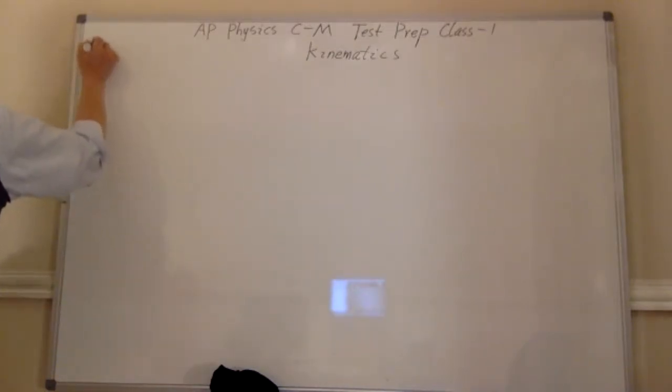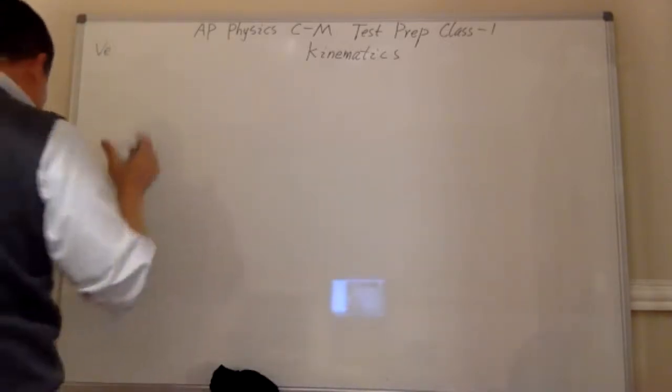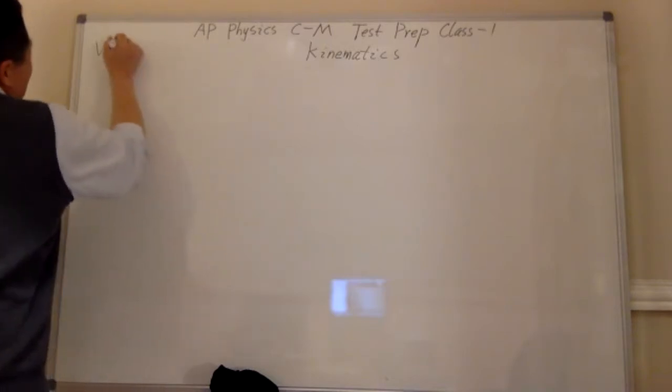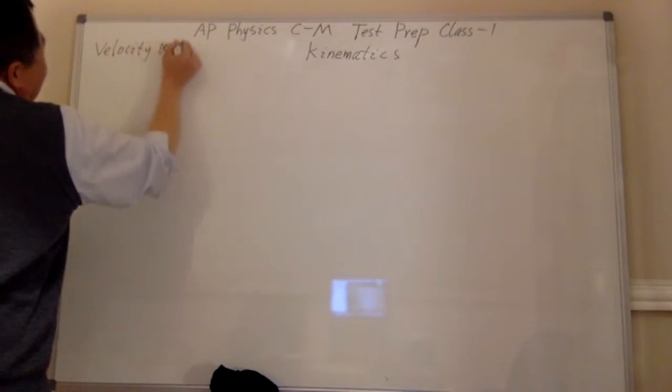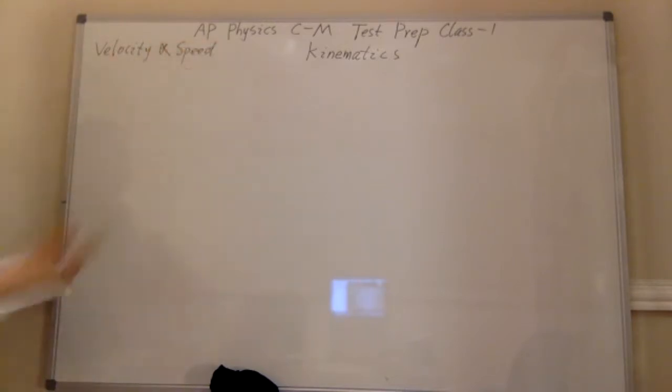So the confusing concept is velocity and speed, which is a little bit confusing. Velocity and speed. This time I want to give you two arguments. What are the two arguments?